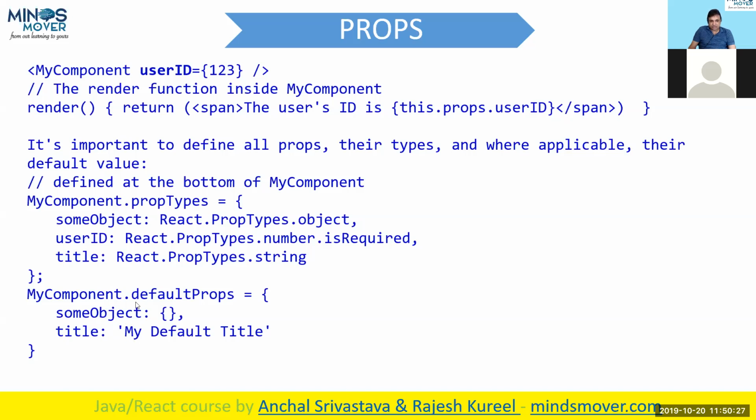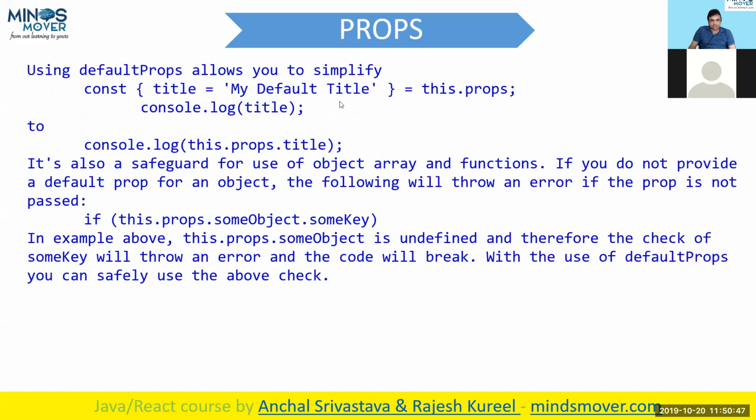So if someone didn't pass, and you don't have default values, then your application might throw an exception, right? So to avoid that, always set some default value to all the properties which you are going to use. Okay, so next is an example.